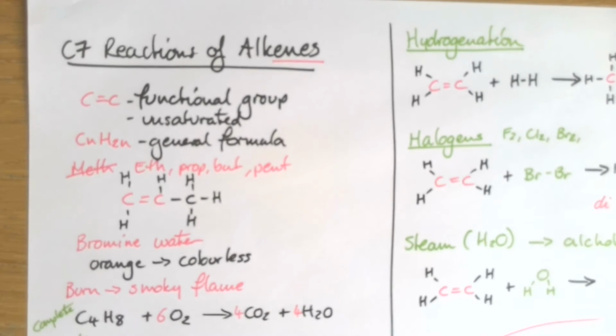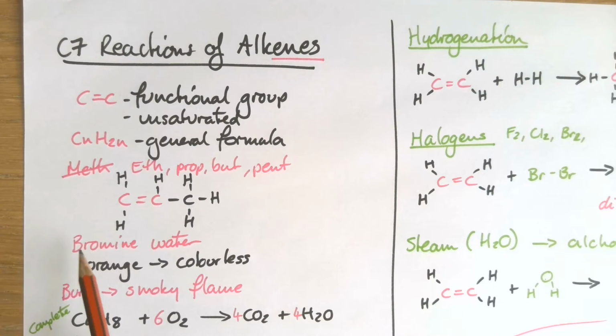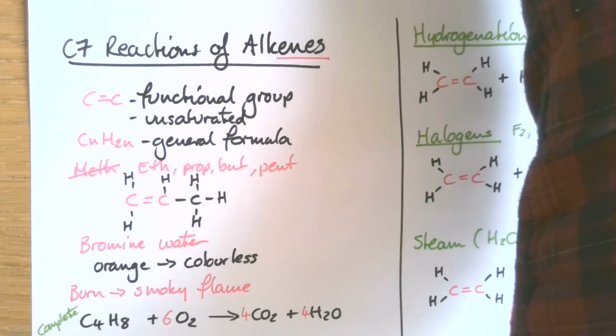All right. You can test to see if something is an alkene by reacting it with something called bromine water. Bromine water will change from being an orange colour to colourless. So this is a liquid that you're going to add to your alkene. This might be in a test tube or a boiling tube, and you shake it up and you can watch the colour change. All right.